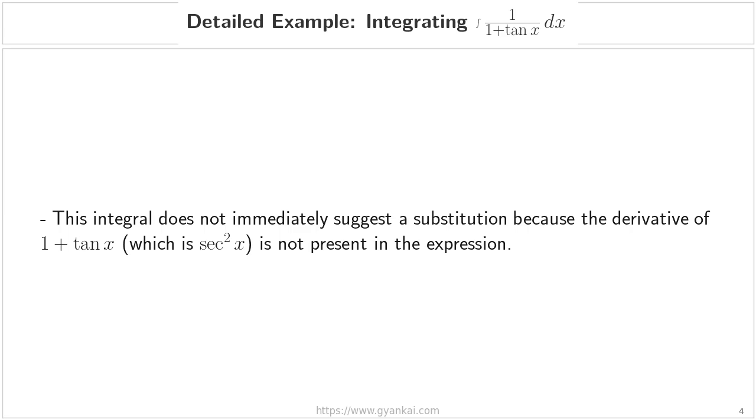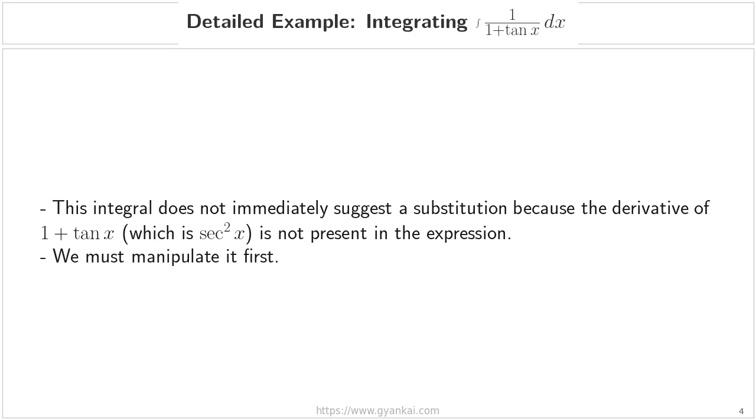Let's break down why. If we consider the expression inside the denominator, 1 plus tangent of x, its derivative would be secant squared of x. That's 1 over cosine squared of x. Notice that secant squared of x isn't present anywhere in the numerator of our integral. Remember, for a simple u substitution to work effectively, we need that derivative, or something very close to it, to be present so that it cancels out nicely when we differentiate. Because the derivative isn't readily available, we can't directly apply the substitution technique.